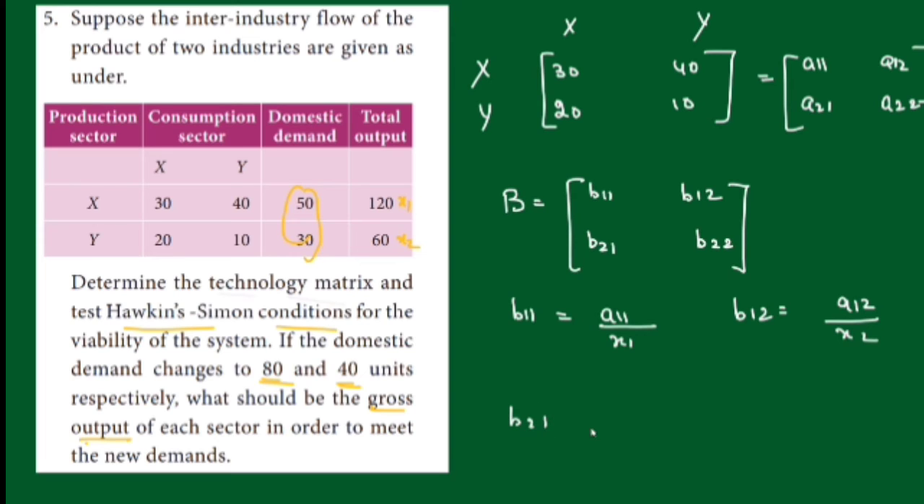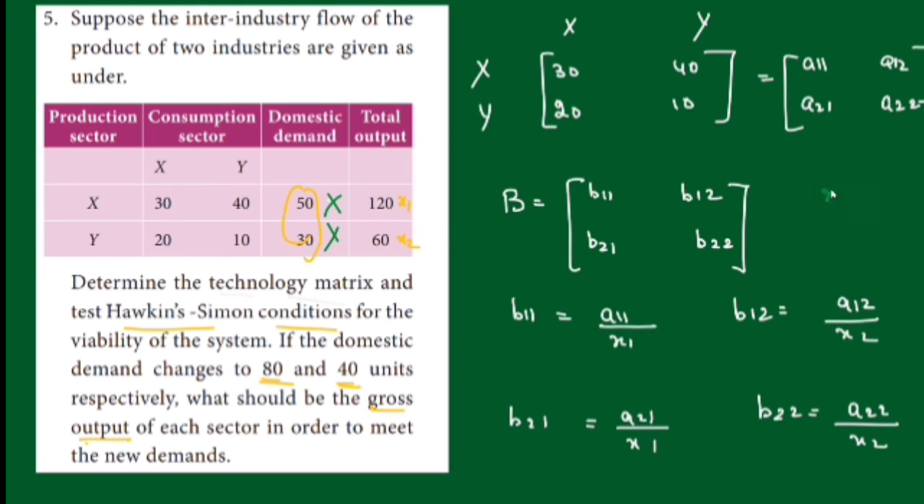B21 is A21 by X1. You can easily remember, as I told you, the ending number should come down. B22 is A22 by X2. This is X1 by X2. This one is output, don't take this. This is the demand. We don't use it at all. The domestic demand we are not using at all. This is your X1, X2.